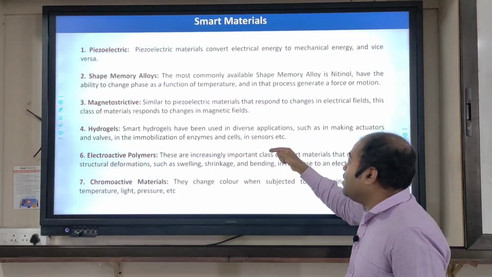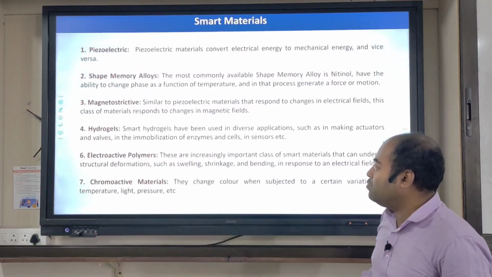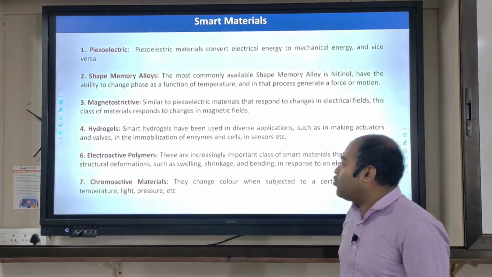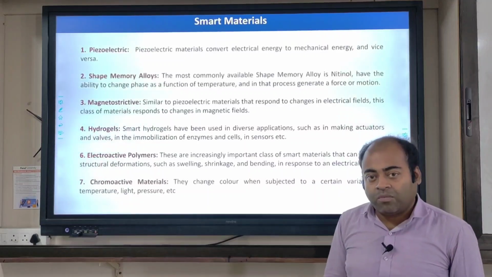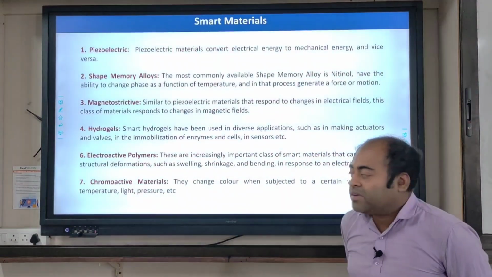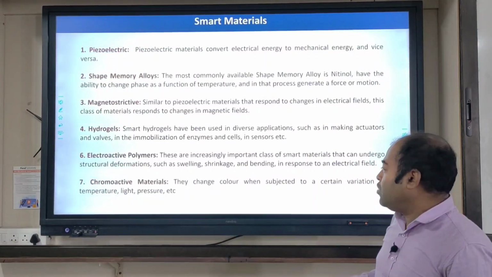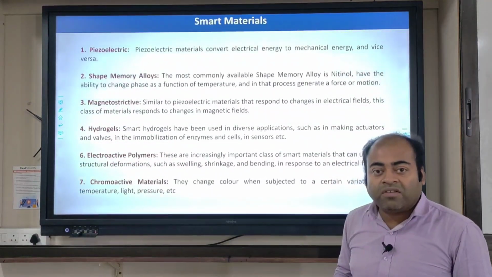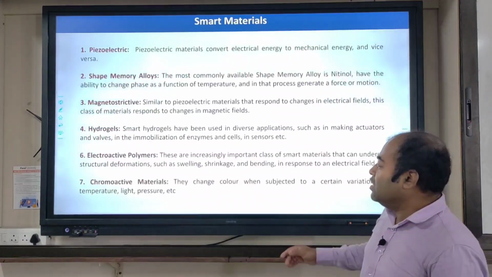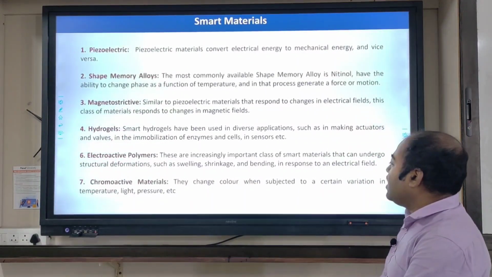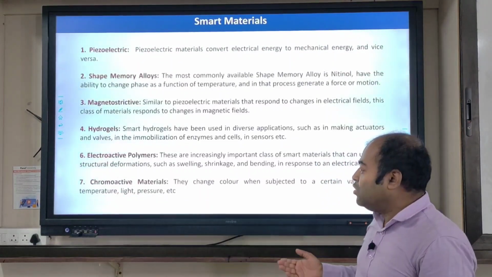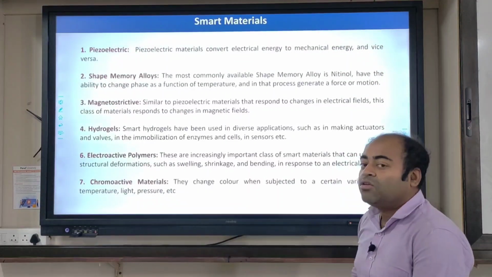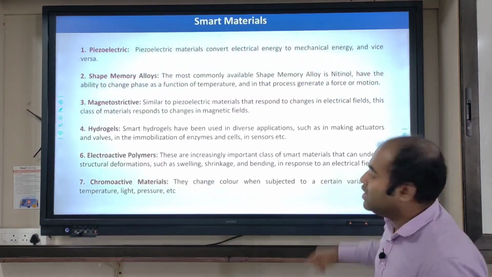The next smart materials are hydrogels. Hydrogels are a special class of materials which are made up of various nano components. Then come the electroactive polymers. Electroactive polymers are a special class of polymers like polyvinylidene fluoride. These materials can undergo swelling, shrinkage and bending in response to an electric field due to some structural deformation and also change in polymorphic phases. Chromoactive materials are materials which can change color due to certain environmental changes like change in temperature, light and pressure. Now let us see what the applications of these materials are in our day-to-day life.